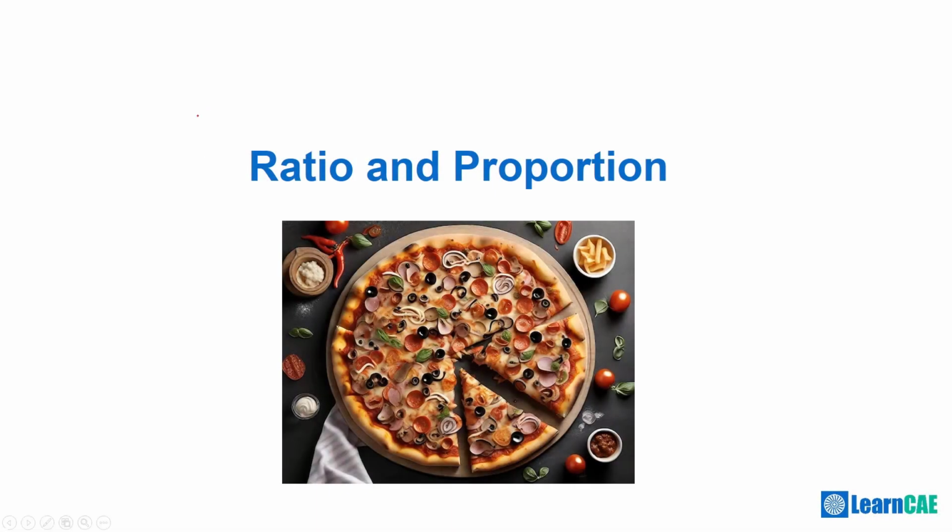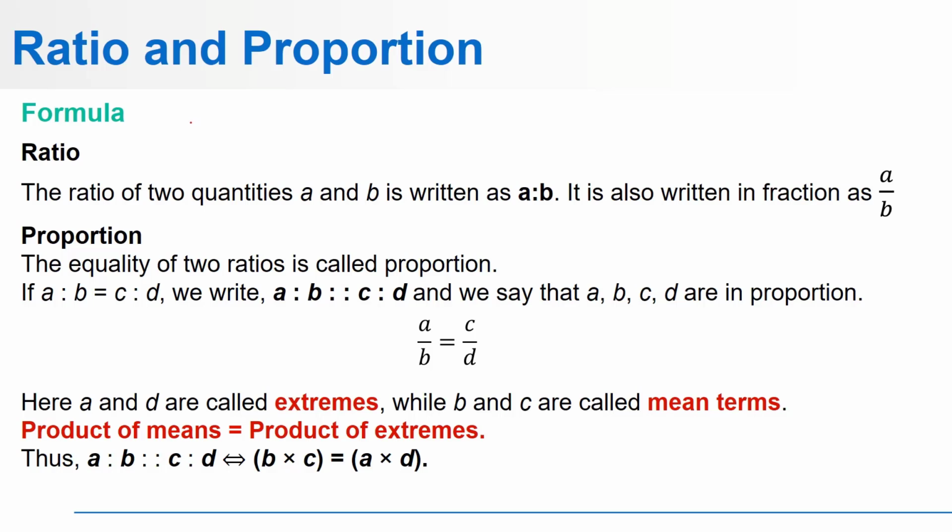In this lecture, we shall see problems related to ratio and proportion. We shall check the concepts and formula. Ratio. The ratio of two quantities A and B is written as A is to B. It is also written as a fraction like A by B. Proportion. The equality of two ratios is called proportion.